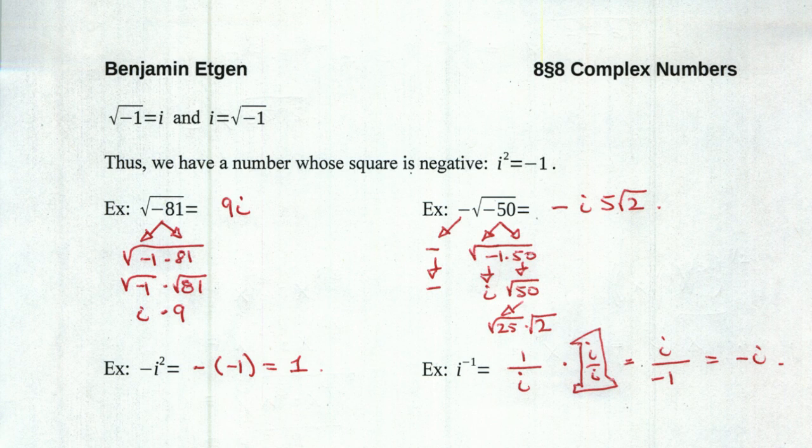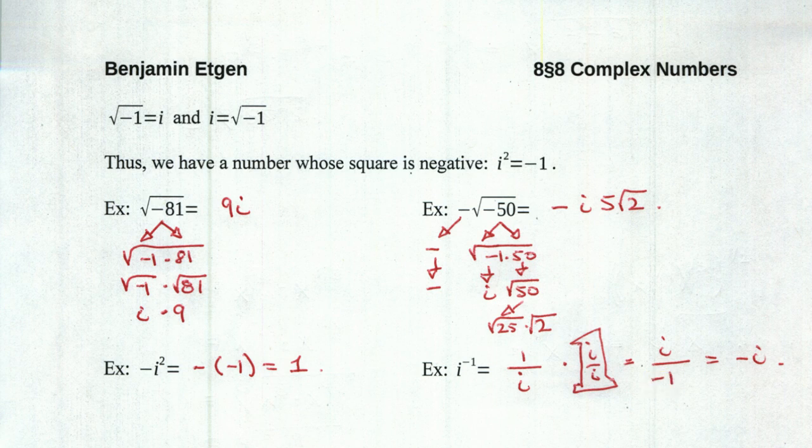Remember, i is a radical. So I'm essentially saying 1 over the square root of negative 1. And I'm not allowed to have radicals in the denominator. So I'm going to multiply by a form of 1. I'm going to get rid of the i in the denominator by squaring it, by multiplying i times i. And of course, i times i is i squared, and i squared is negative 1.